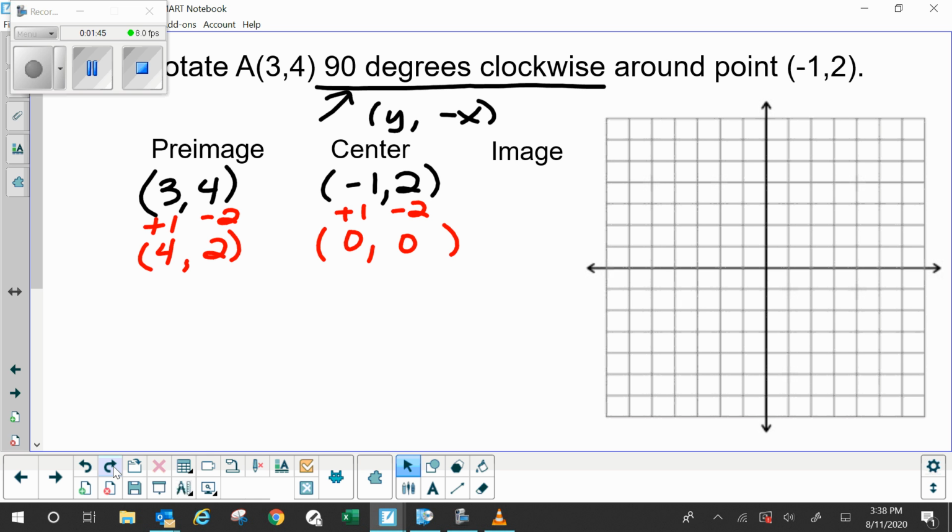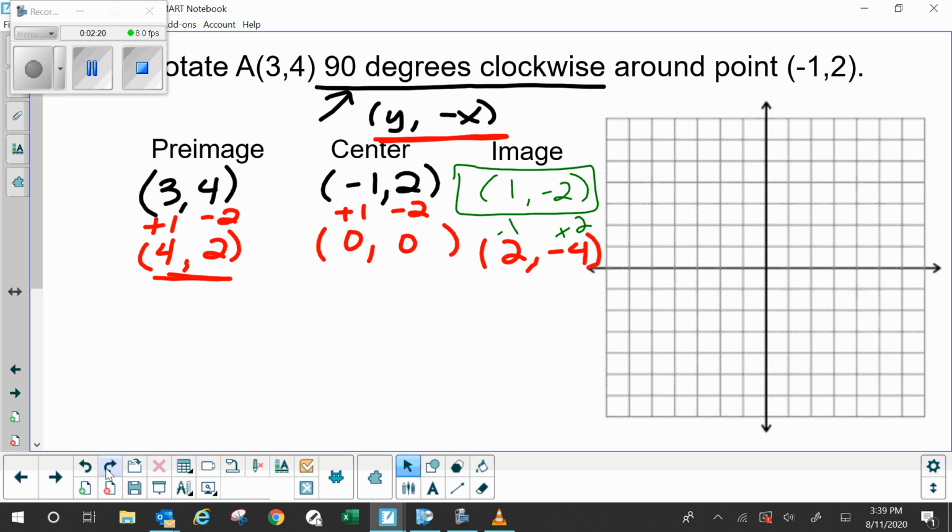So what we have to do now is apply the rule: x and y switch spots, and the x is now negative. Okay. So if you switch spots and make the x negative, that's going to be 2, -4. Right? So in order to find where your image is, you have to go back and do the opposite of what we did here, where we added 1 and we subtracted 2. We're going to subtract 1 and add 2 to our points. So 2 minus 1 is 1. -4 plus 2 is -2. So your answer is 1, -2.